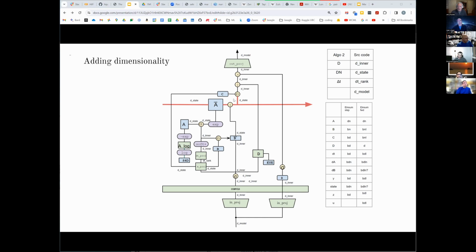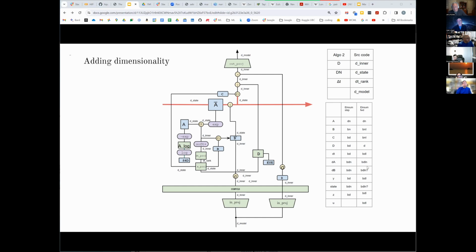Okay. So the C is the one that takes us out of the hidden state and brings us back into this D inner with the equivalent of the X. And then there's this modulation. I think the modulation was an element-wise modulation. And then we project back out into the D model.